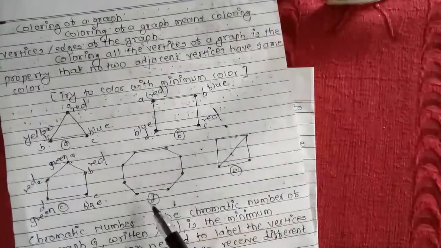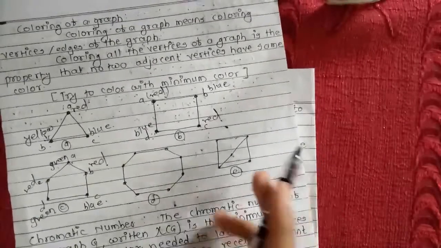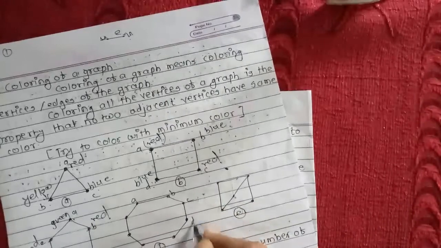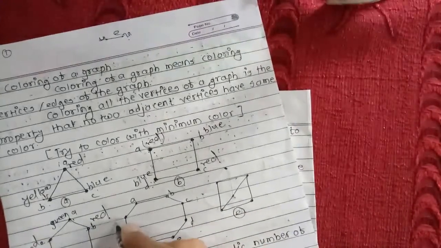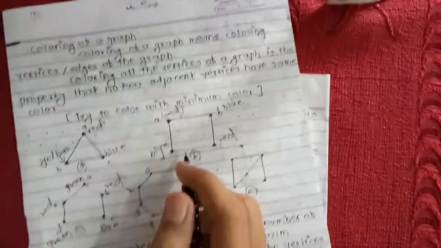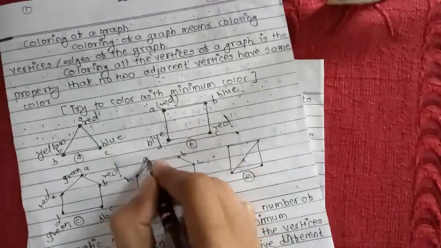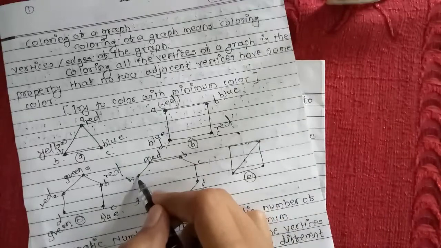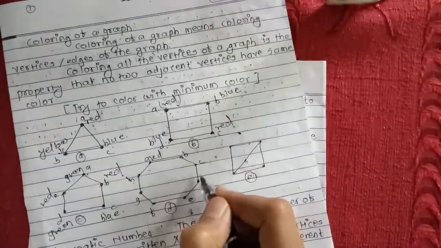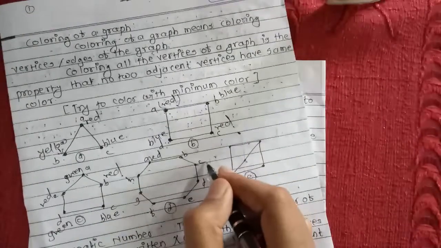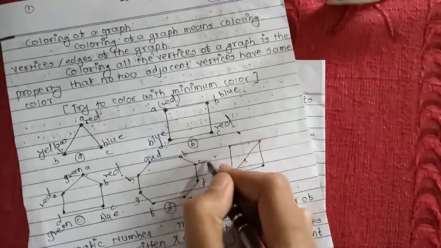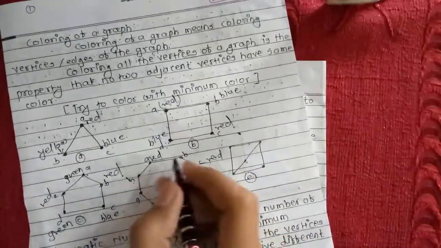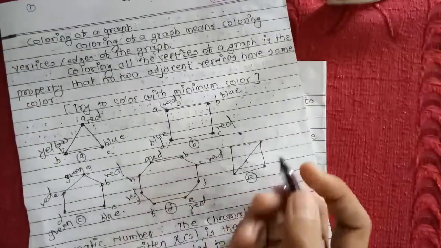So let us take the next example, D, right? If we choose A, B, C, D, E, F, G and H, suppose we give red color here. We cannot give red color to the adjacent vertices, but we can give red color for C, also for E and also for G, right?